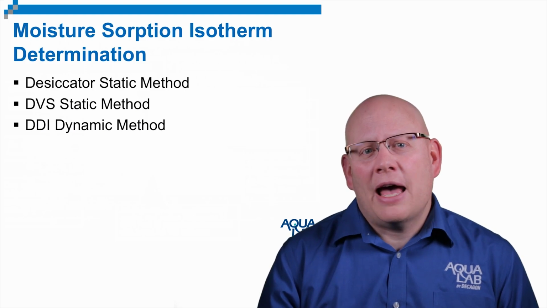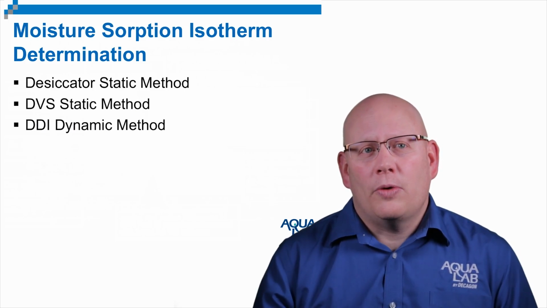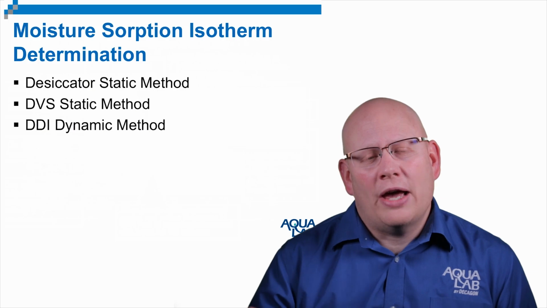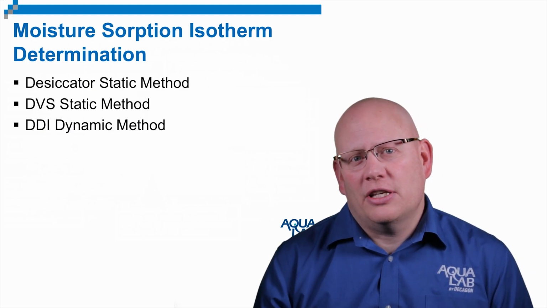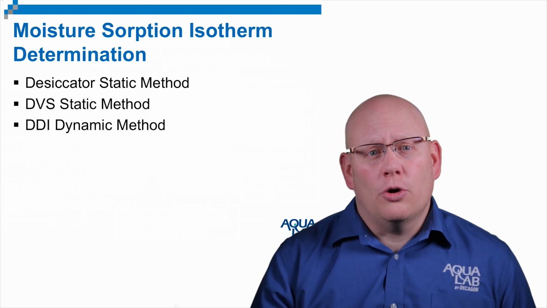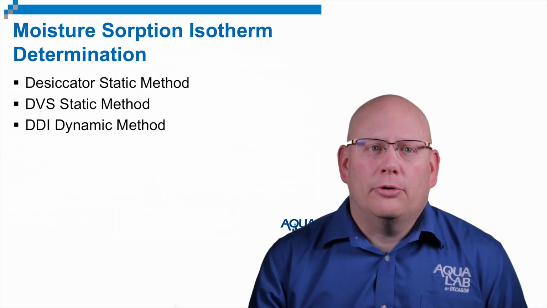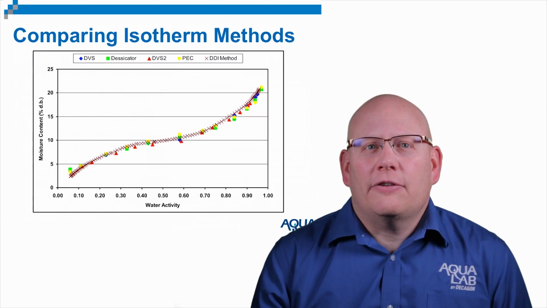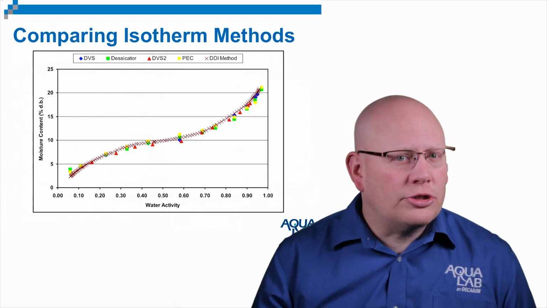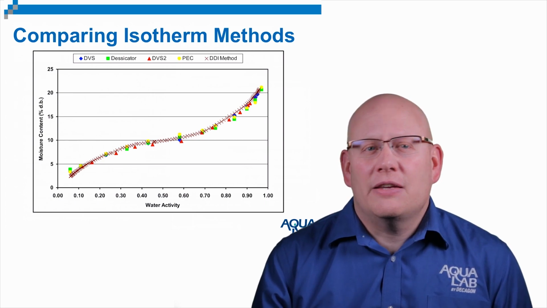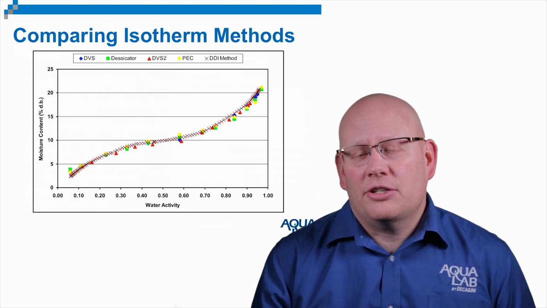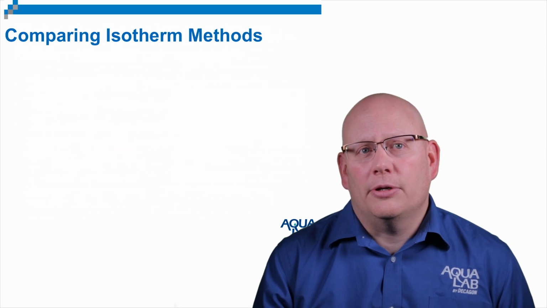And that's a method that's patented by Decagon, where we expose the sample to wet or dry air and then track and directly measure water activity and weight changes as that process happens. And if you want to know more about that, we have lots of information available on our webpage. If we compare the different methods, for many types of products, if you do these different methods, DVS, desiccator, and DDI, they actually agree very well and have very good agreement.